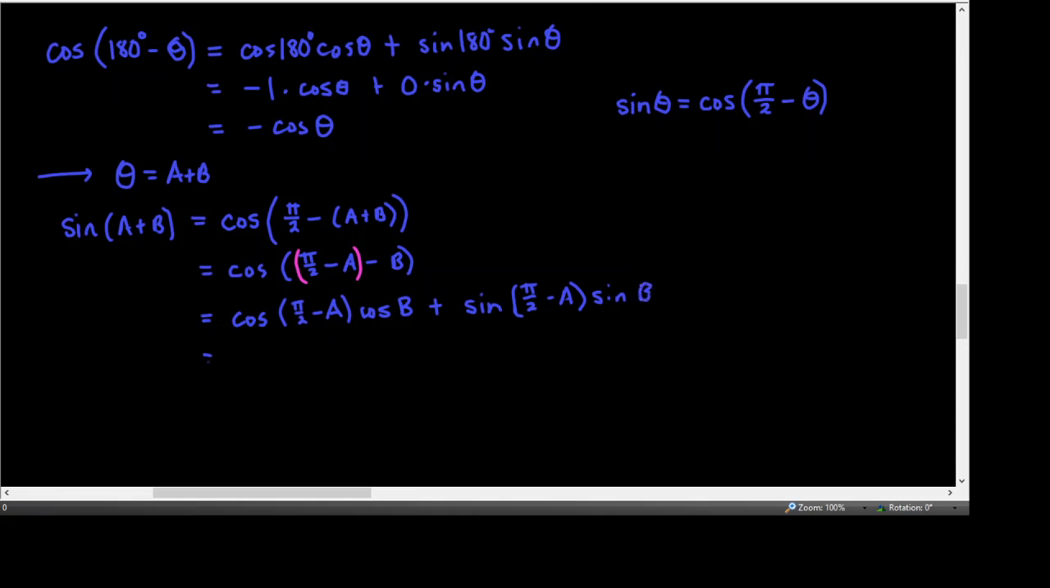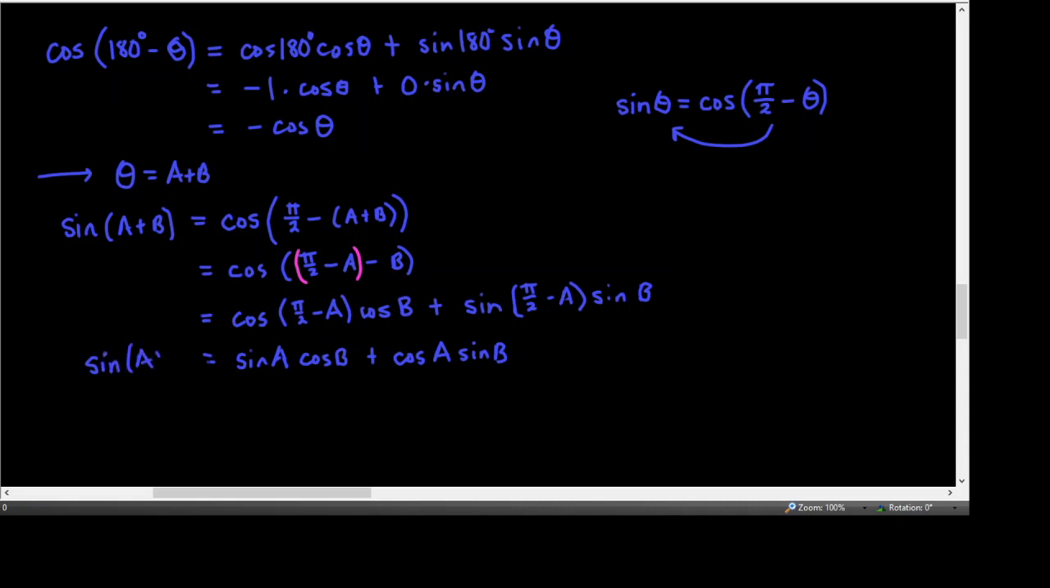Now, the cosine of pi over 2 minus a is, using the cofunction identity, its cofunction, which is sine, of that A. So in other words, I'm kind of using this one in reverse, where theta is A. Okay? Cosine B. And then the sine of a complement is the cofunction of the original angle. Kind of the same idea, but with the other function, sine of B. And that is the identity for the sine of a sum.